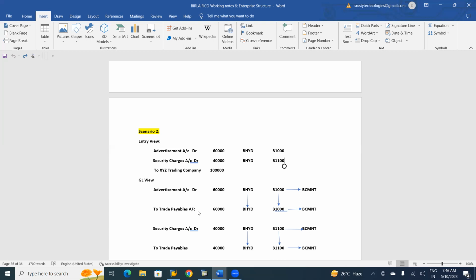This splitting will trigger where debit balance is not matching with credit balance at business area level, profit center level, or segment level.